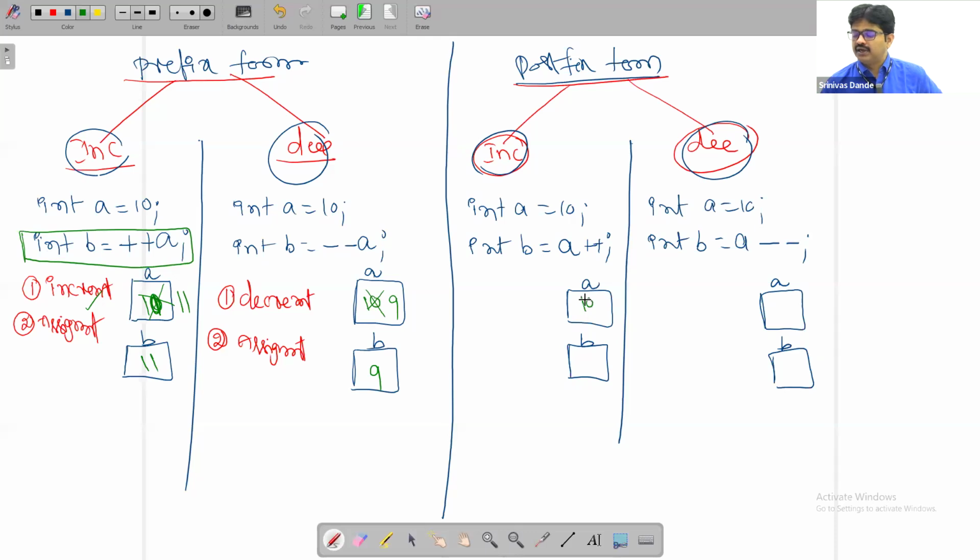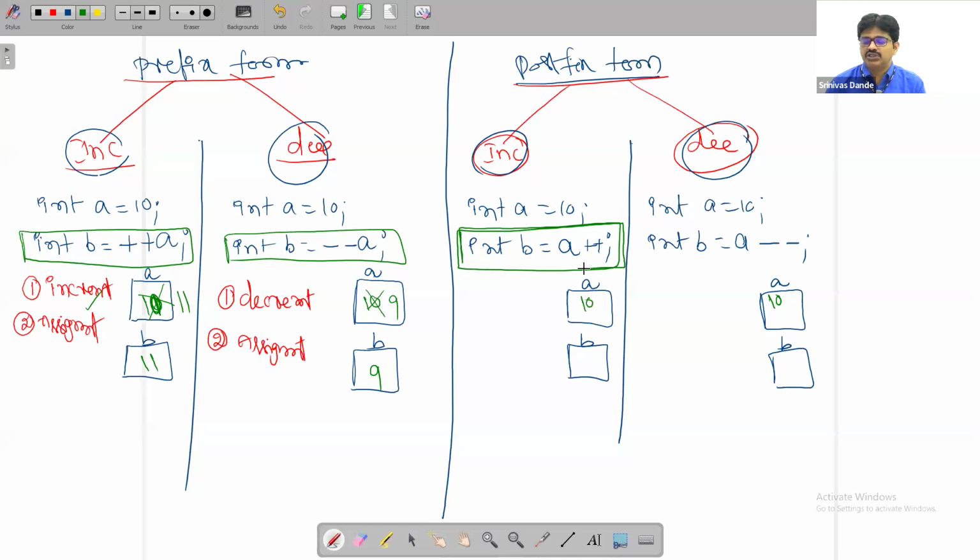Initially here the A value is 10. In this expression, these are all notes you have to write down. How many operators are there now? Postfix plus plus is there and assignment is there. Which takes the priority? In the case of postfix, guys, postfix priority is less than assignment. Reverse. First assignment, then increment. And in this case, first assignment, then decrement. Okay.